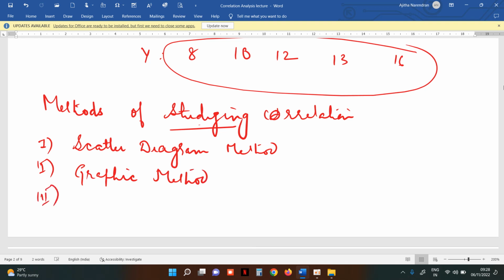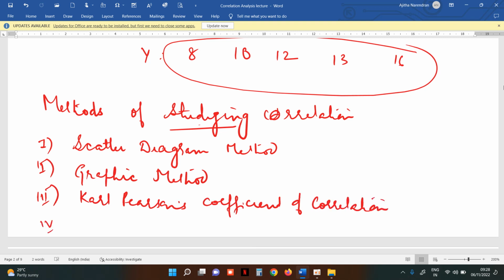The third method is Karl Pearson's coefficient of correlation. The fourth method is Spearman's rank correlation, or we can write it as the rank correlation coefficient.